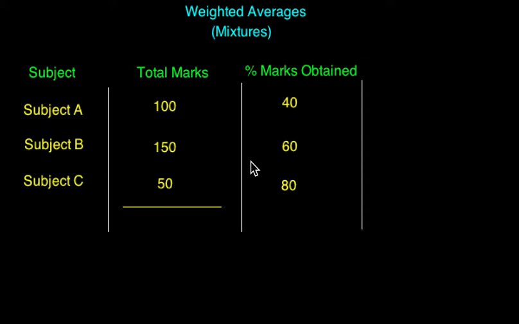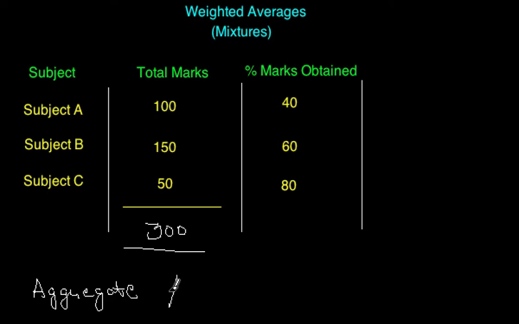Okay, so here we'll be introducing the topic of weighted averages and how we use them in mixtures. We'll do this using an example. Suppose we have three subjects A, B and C, and the total marks of these three subjects are 100, 150 and 50. So the total marks is actually 300 for all the three subjects. Now the percentage marks obtained in subject A is 40, in subject B is 60 and in subject C is 80. Now we have to find the aggregate percentage of this particular student.